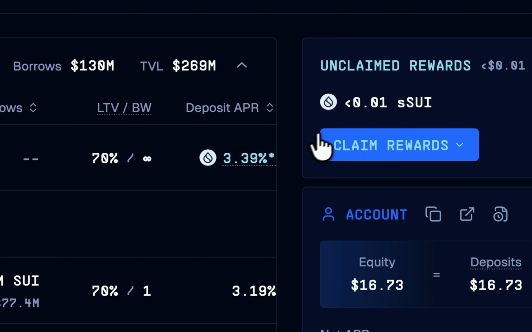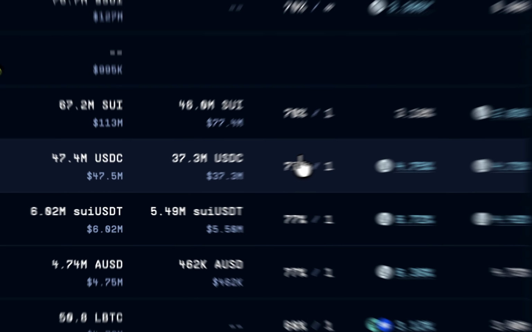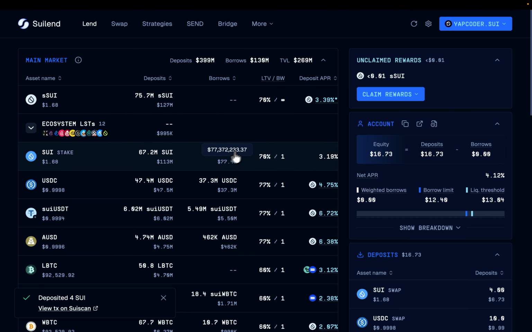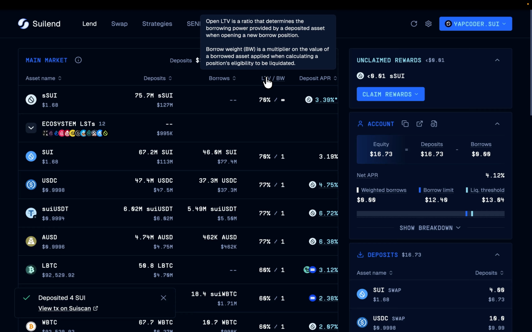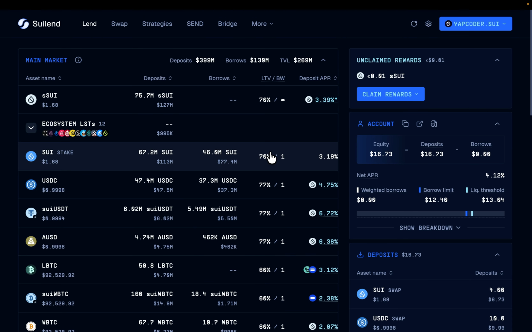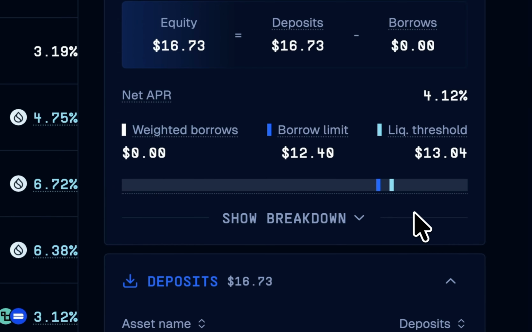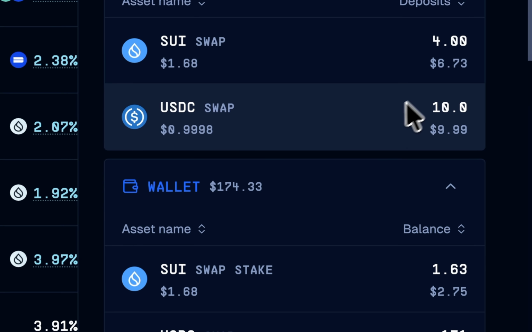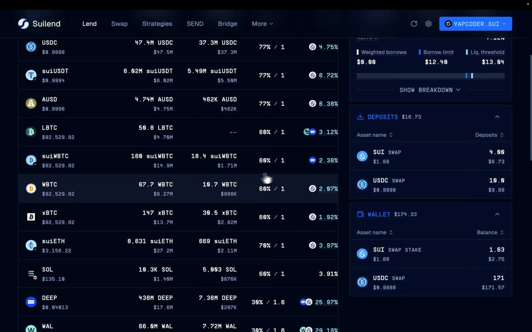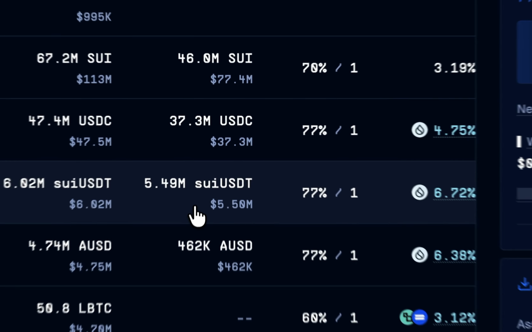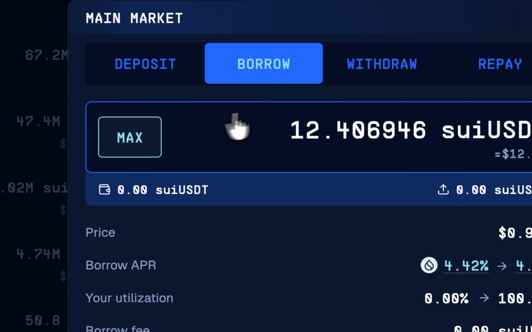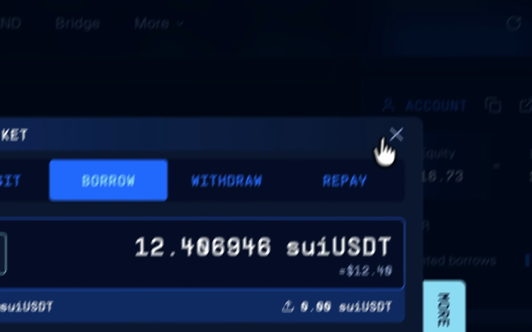Now here's the next thing you need to know. If you come here, the LTV for Sui is 70%, which basically means I can borrow 70% of the $6.73. So let's quickly borrow the maximum and see what that looks like. So I actually have some other assets. Oh yeah, I have USDC. So let's not borrow USDC. For this example, let's borrow USDC. Now the reason why this is more is because I have some USDT already.